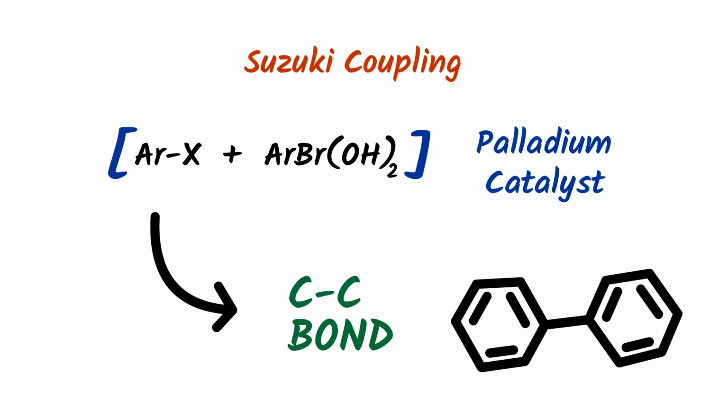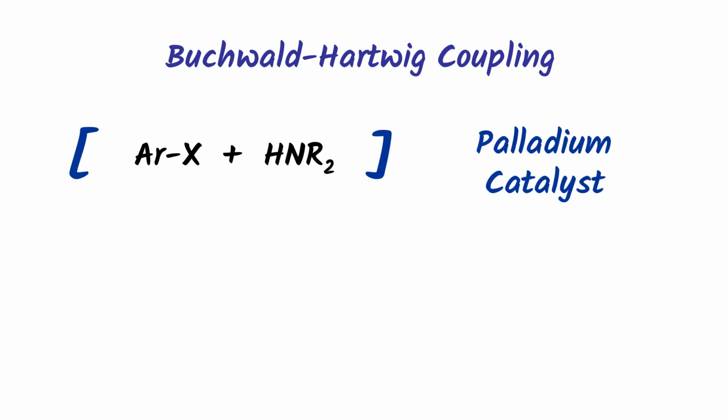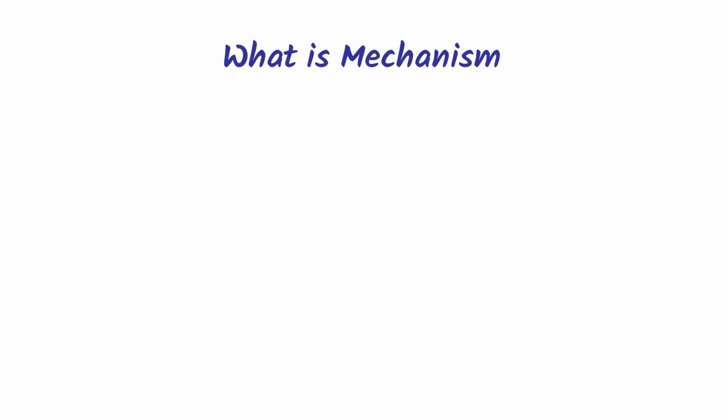Now, if Suzuki coupling is the reaction for making carbon-carbon bonds, Buchwald-Hartwig is its close cousin for making carbon-nitrogen bonds. In this reaction, an aryl halide reacts with an amine, and palladium helps join them together to form an aryl amine. Mechanistically, it follows the familiar palladium cycle.